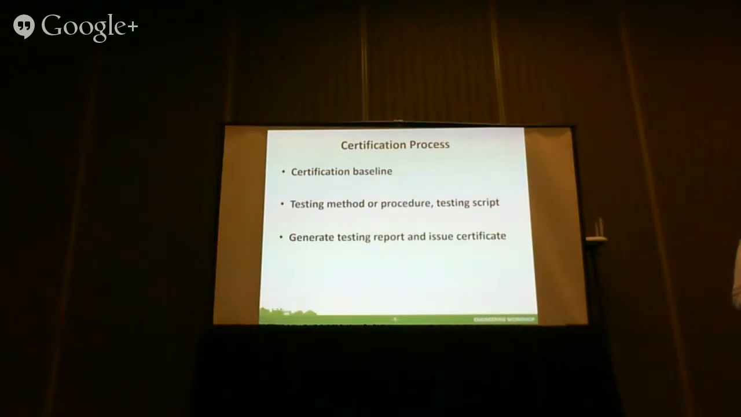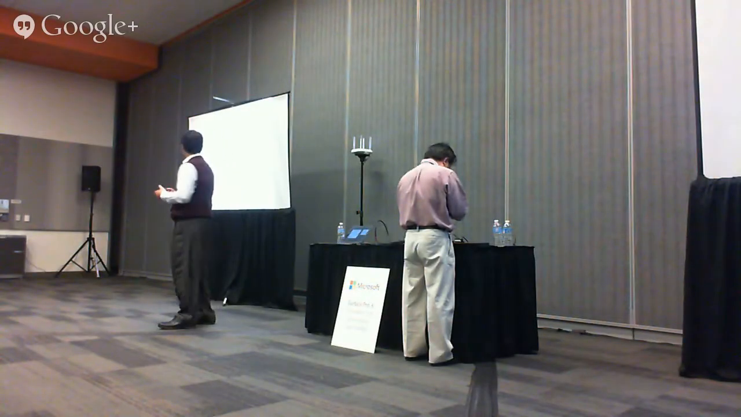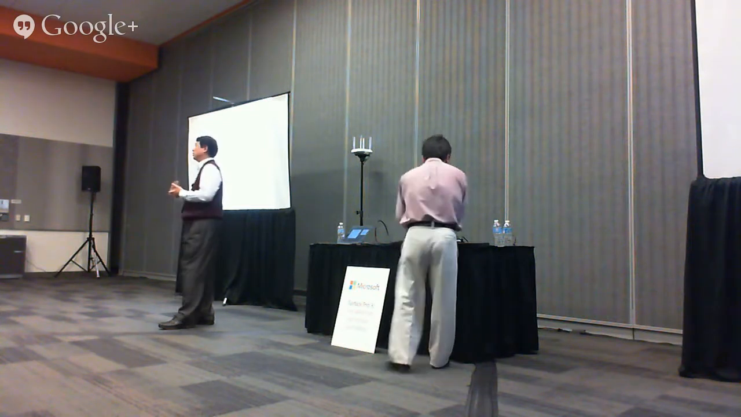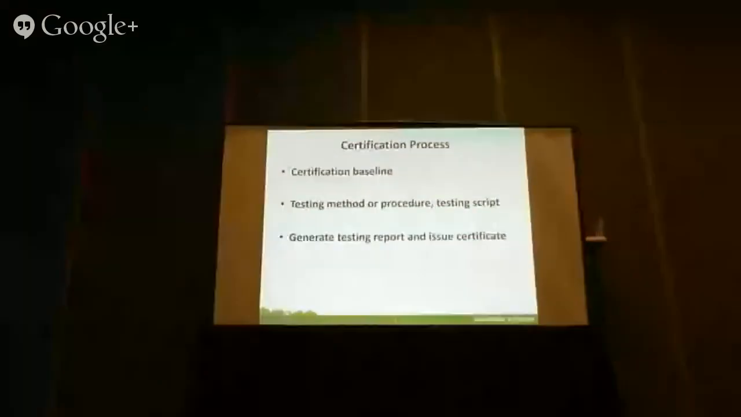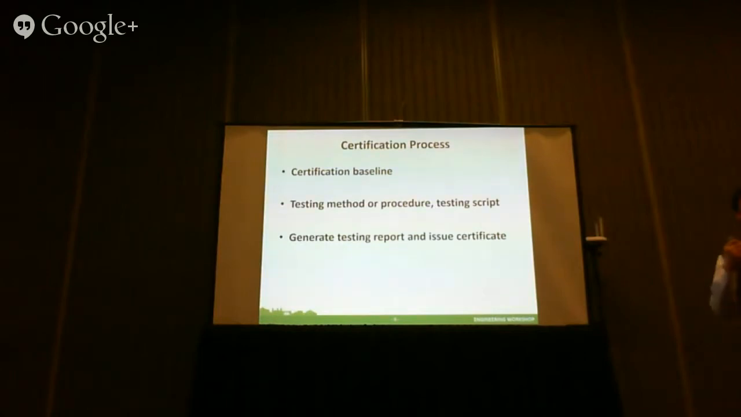And then, in order to start the testing work, we need a test method or procedure or testing script. After we complete the testing work, we'll generate a report based on the testing result and on the certified system. So here are the three phases of the certification process. We need to set a baseline, perform the test, and then generate a report.